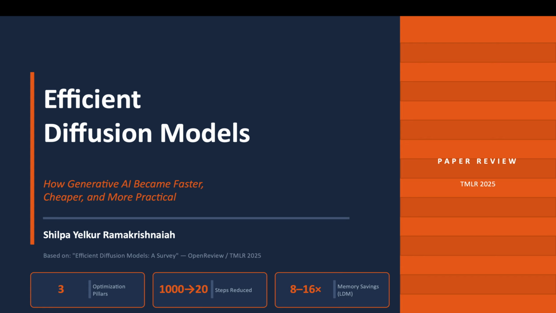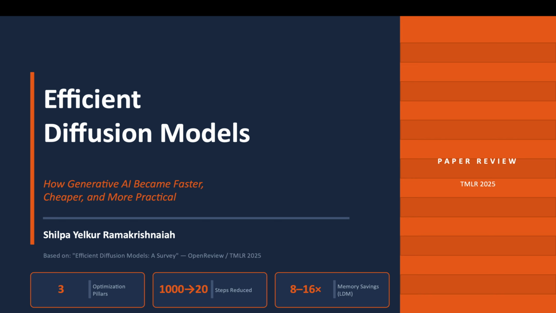Today, I'll be covering the topic of efficient diffusion models, specifically a comprehensive survey paper accepted at TMLR in 2025 titled Efficient Diffusion Models, a Survey. The framing question I want to answer is how did generative AI become faster, cheaper, and more practical?